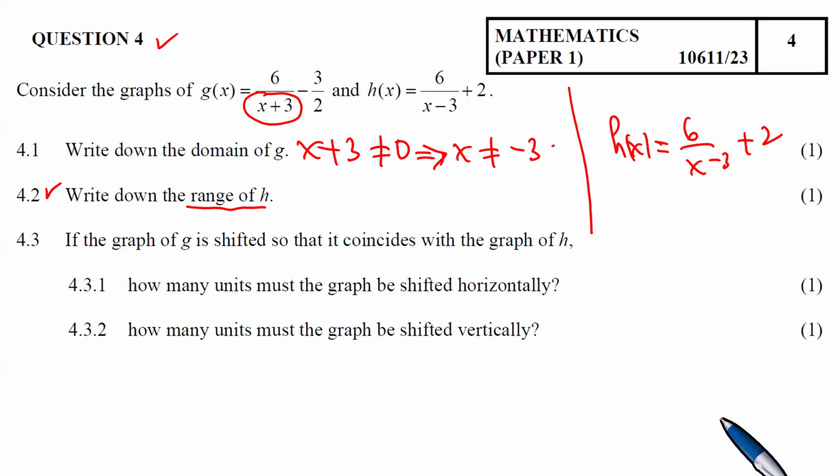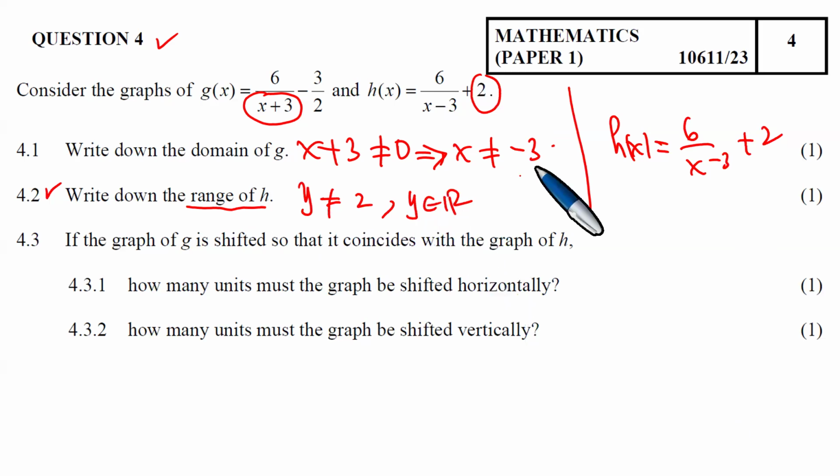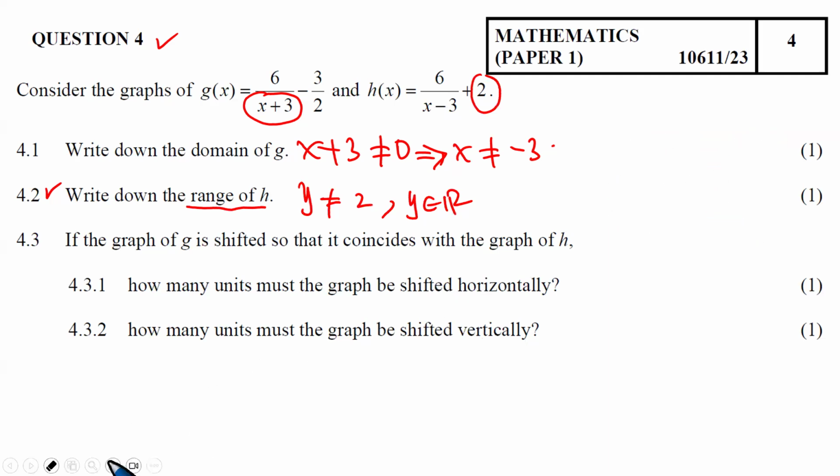Its x is equal to 3. Okay, so the range is to do with the last number. Right, so the range would be y not equal to 2, y being a real number. So for the domain, you say x is not equal to minus 3, x is an element of the set of real numbers. So x is an element of the set of real numbers, x is not equal to minus 3.